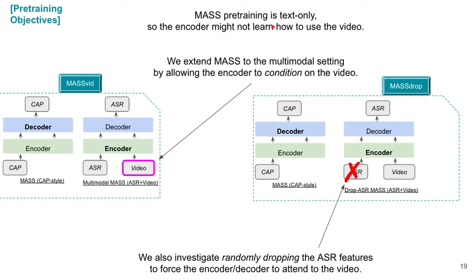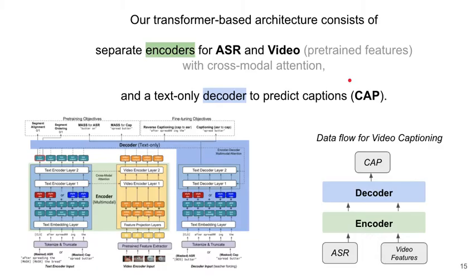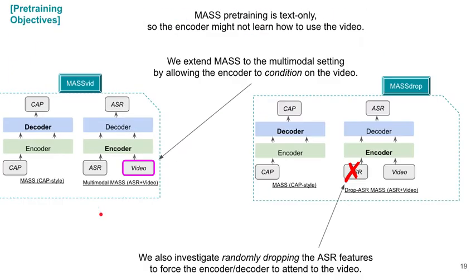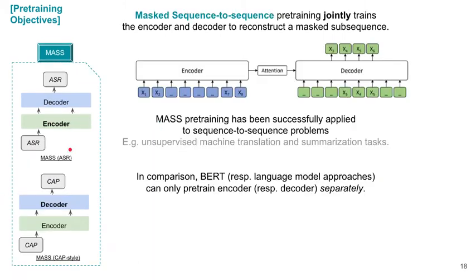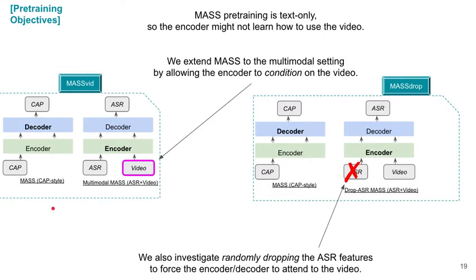Now, the masked pre-training objective is only text-only, and this will not teach the encoder how to use the video. So we extend mask to the multimodal setting by doing the simplest thing. We'll allow the encoder to condition on the video. By that we mean that we'll have a separate video transformer that they can cross-attend to each other. So instead of having mask for ASR and caption, we now have mask for ASR plus video and caption. We'll only attempt to reconstruct the ASR here because the video will only have to be used in the encoder part in the end task.